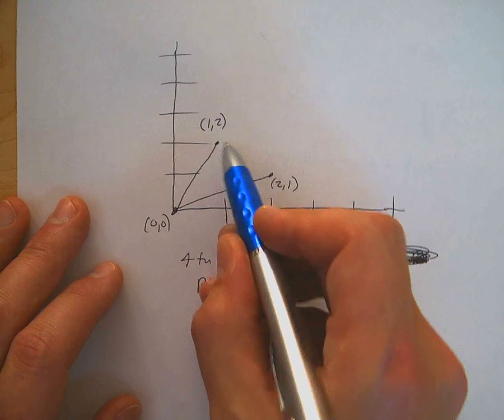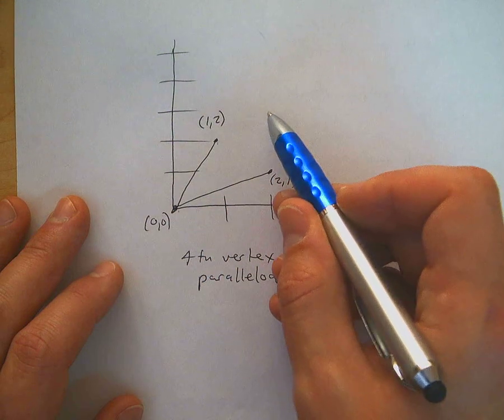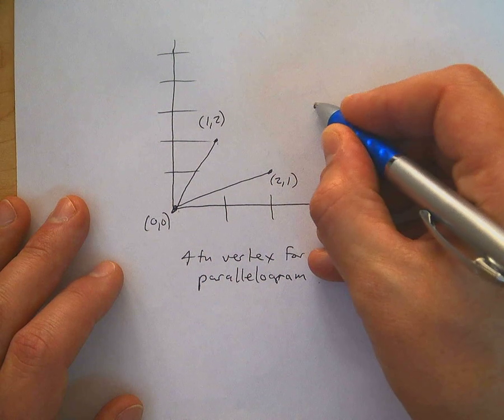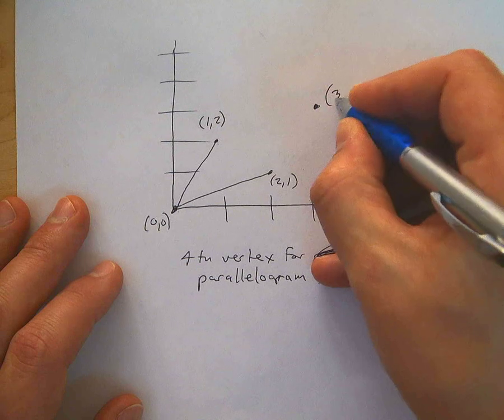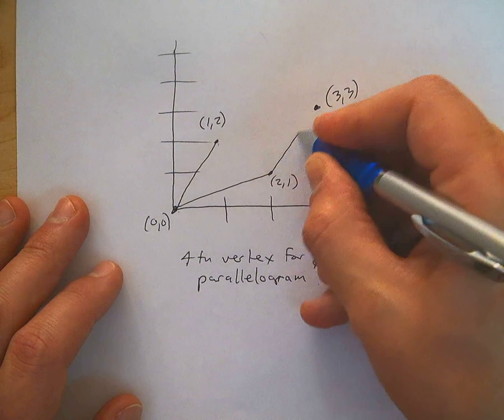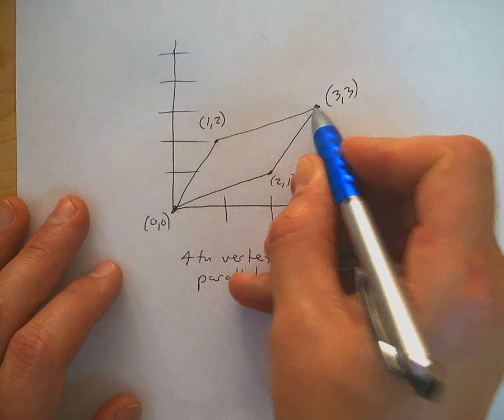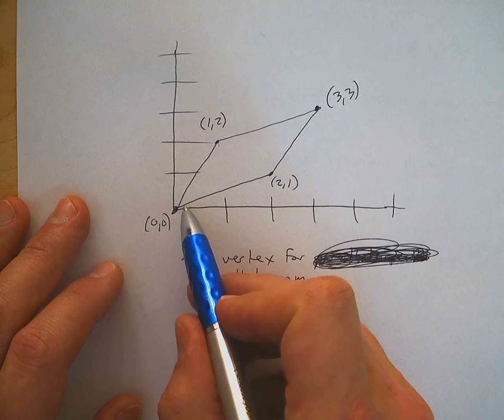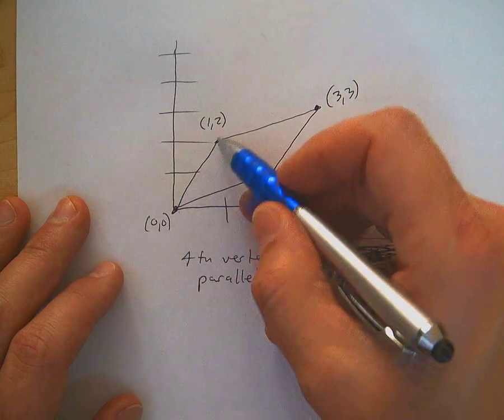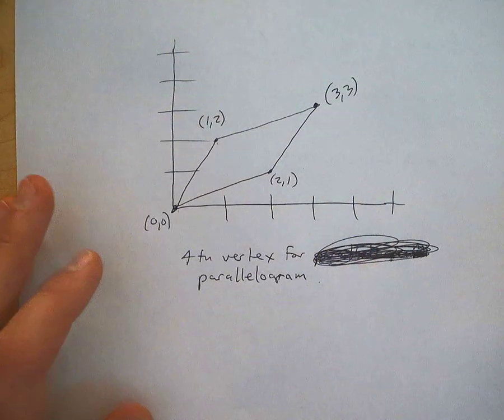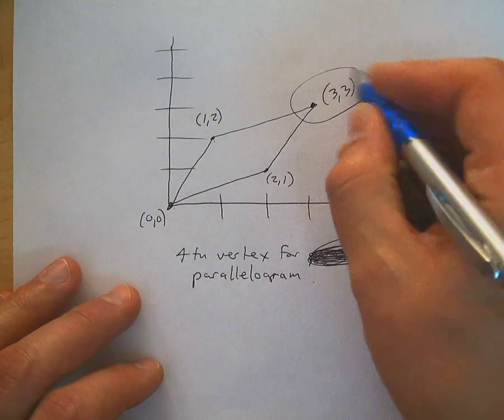So from this point, I'm going to go up 1 over 2 and put a dot. That would be at the point (3, 3). Now if I connect them, this side is going to have the same slope as this side. This side is going to have the same slope as this side. So opposite sides are congruent. So this would be your answer.